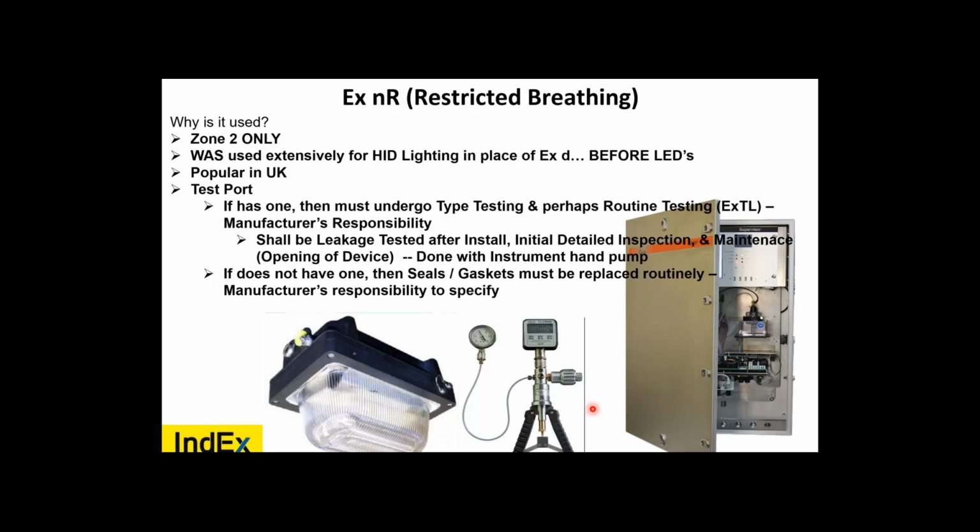Now let's get into Ex nR. It's only for zone 2. It was used extensively for high intensity discharge lighting in place of Ex d, because Ex d fixtures were expensive and heavy, before LEDs. Now we have LEDs, which are Ex ec, mc, qc, ic. They'll have multiple Ex protection techniques, but the outer housing is Ec, so it can be polycarbonate. It's popular in the UK. It's a cheap method. Is it safe?